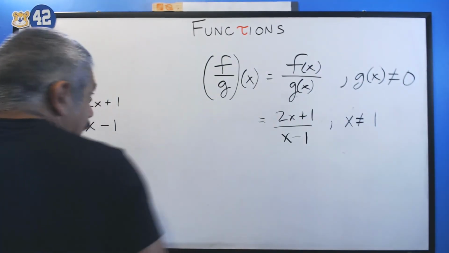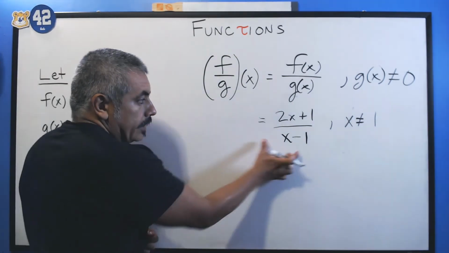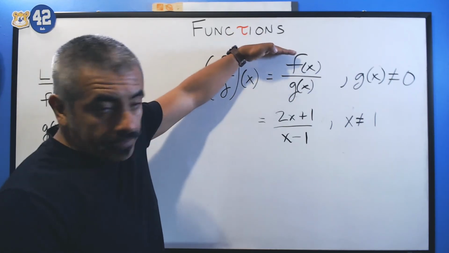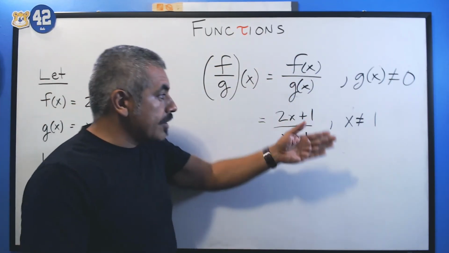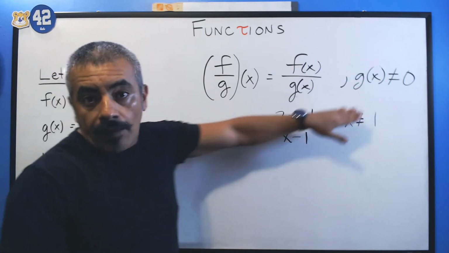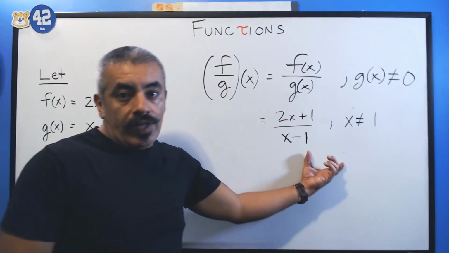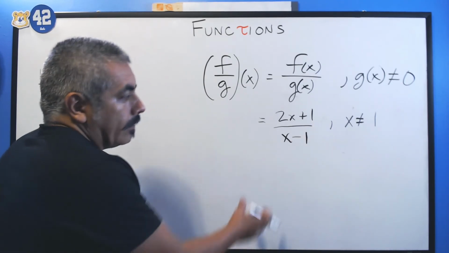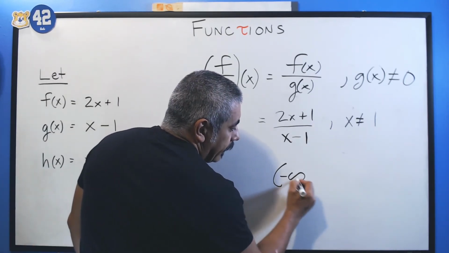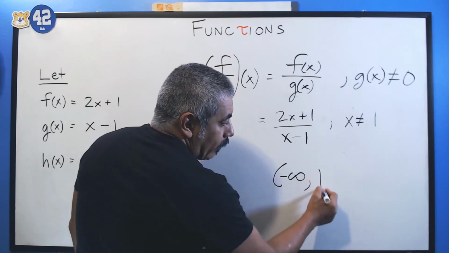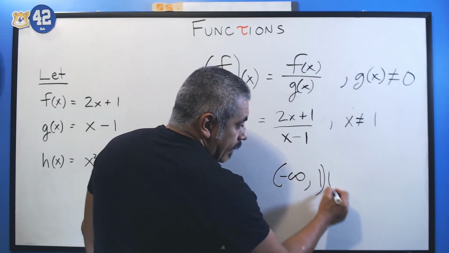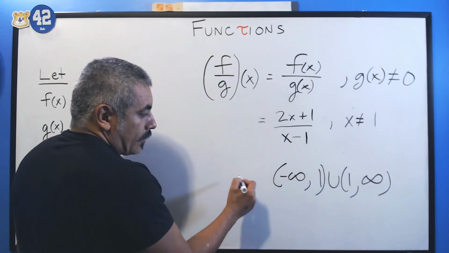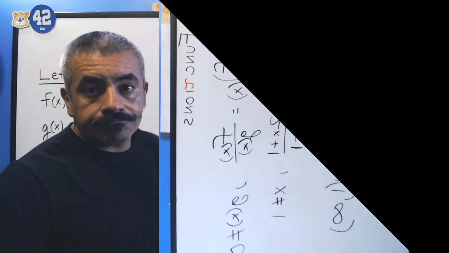And the domain of this new function is going to be the set of all values that belong to both domains of this and this, with the additional restriction that the denominator cannot be 0. So now we need to just exclude those values and make that note in our domain. So for this, our domain would simply be negative infinity all the way to 1. We're going to skip 1, and we're going to keep going all the way to infinity. So that's our only restriction here.